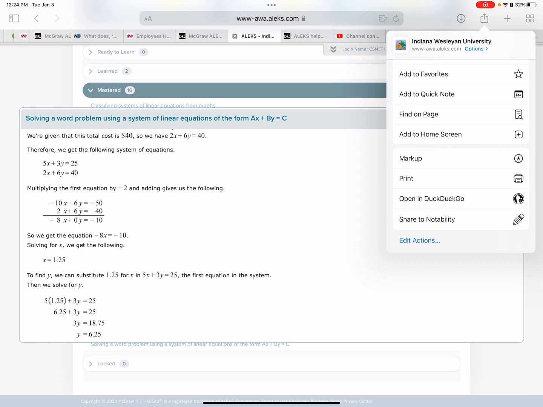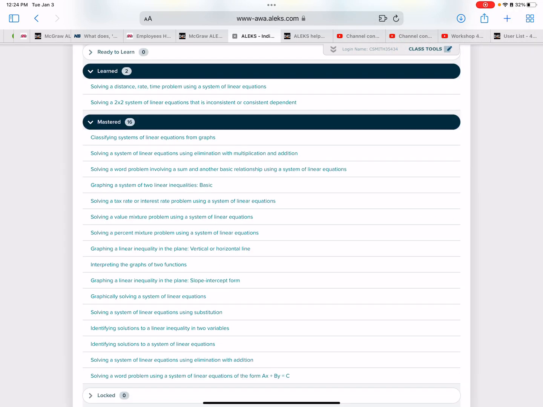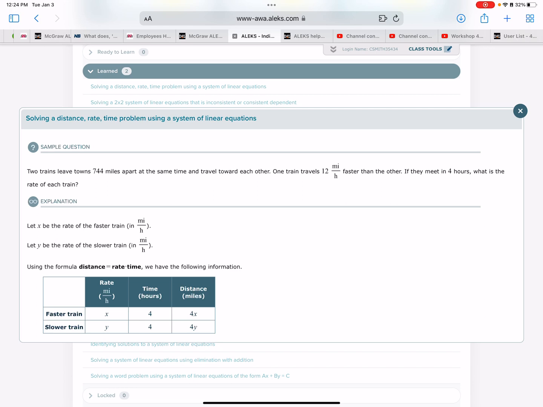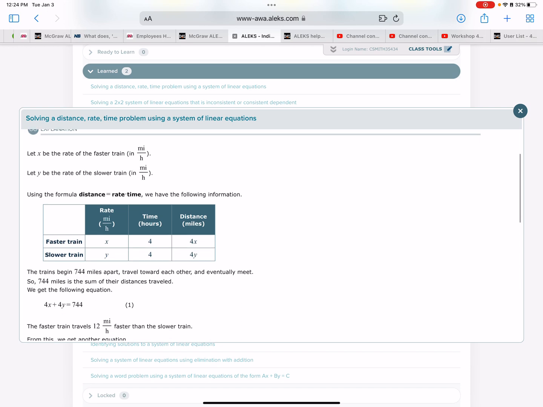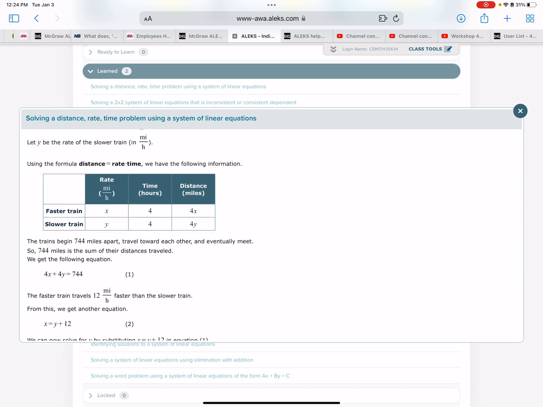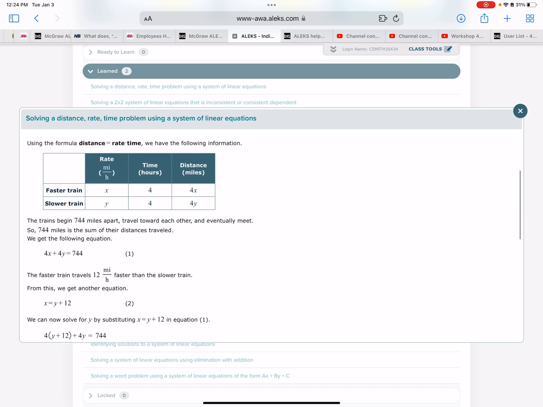All right, let me go to the other tab because I've got 2 more. Solving a distance, rate, time problem using systems. Remember, distance, rate, time is rate times time equals distance. This one shows a fast train and a slower train. So 4x is my distance and 4y is my distance for my slower train.